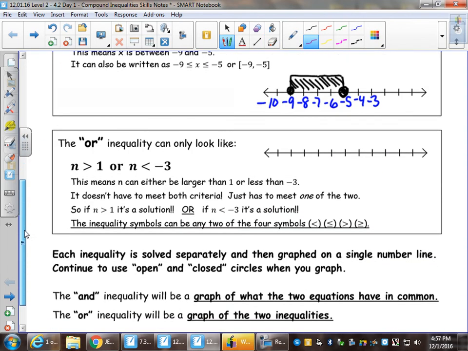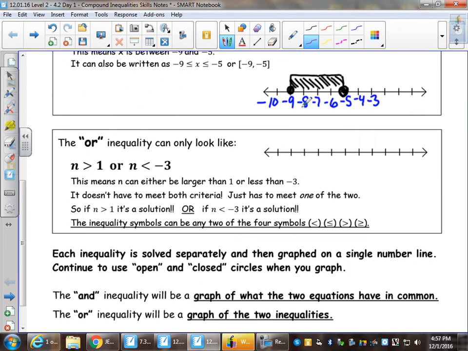Time to talk about OR, the OR inequality. It can only look like this. So if it's an OR, it's going to say the word OR. This means n can either be larger than 1 or less than -3. And here's the key part: it doesn't have to meet both criteria, just has to meet one of the two.